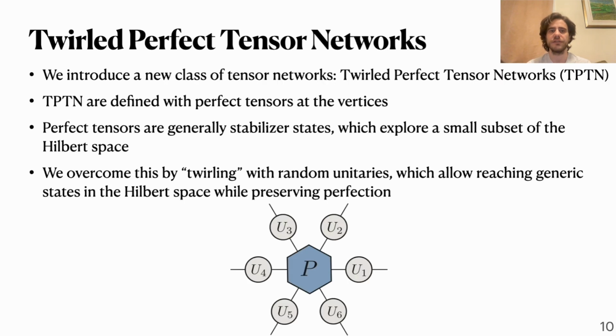We then sought to define a tensor network which satisfies computational covariance, and therefore the PLC prediction. We call these tensor networks Twirled Perfect Tensor Networks. They begin with perfect tensors at the vertices, which are isometric as maps from any smaller subset of legs to any larger subset of legs. But perfect tensor networks generically are stabilizers, so they do not explore the full Hilbert space. We overcome this by contracting each leg of the perfect tensor with a random unitary, a process we call twirling. We can then reach generic states in the Hilbert space while preserving computational covariance.